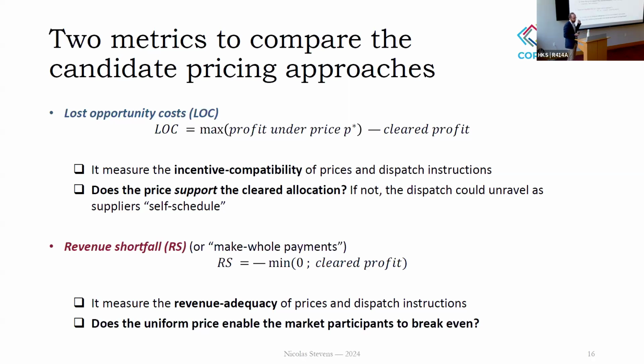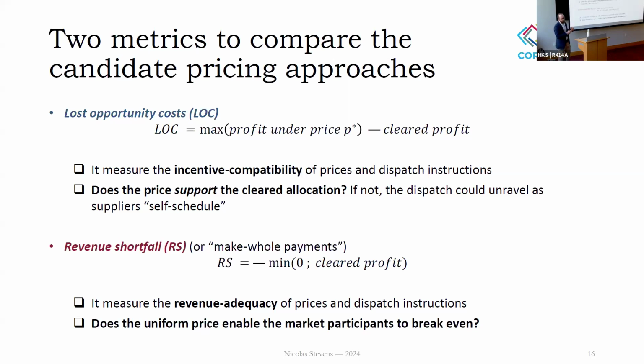Another way to view it, that's really what measures whether the price supports the solution, right? So if the lost opportunity cost is big, it means they have an incentive to self-schedule. And if all these market participants self-schedule, the dispatch that is cleared in the auction may simply unravel, right? So that is the first concept that has emerged in our previous example.